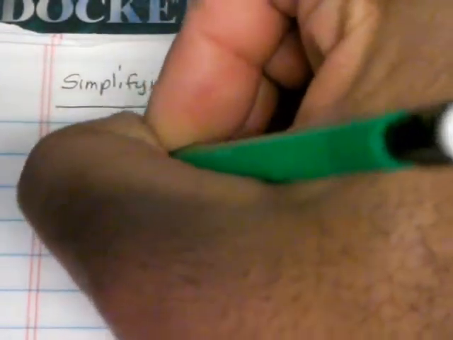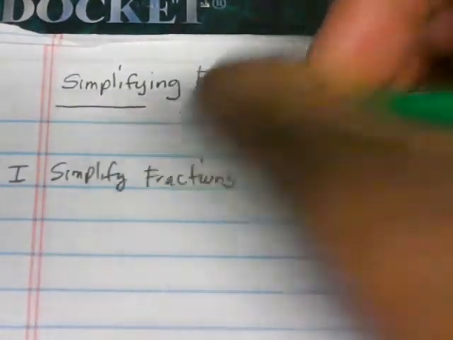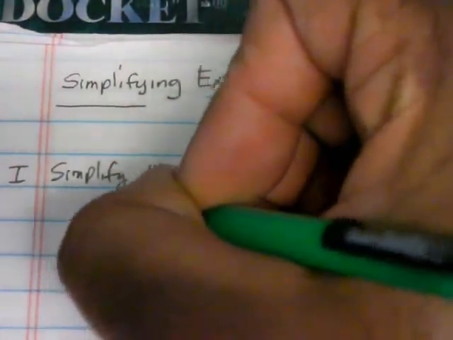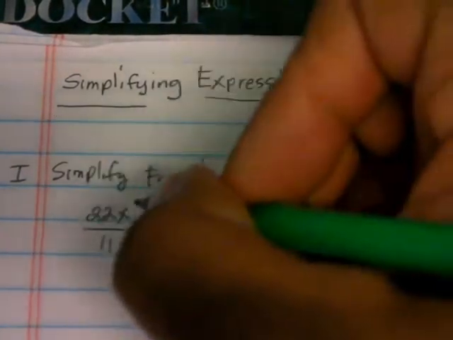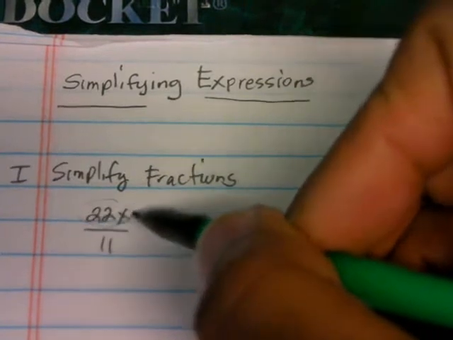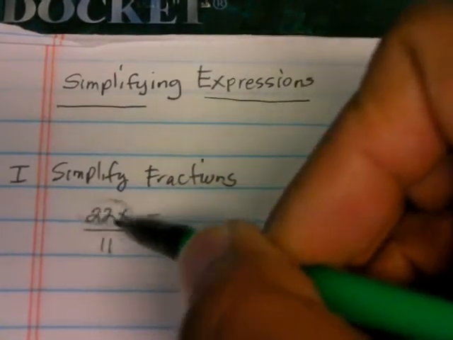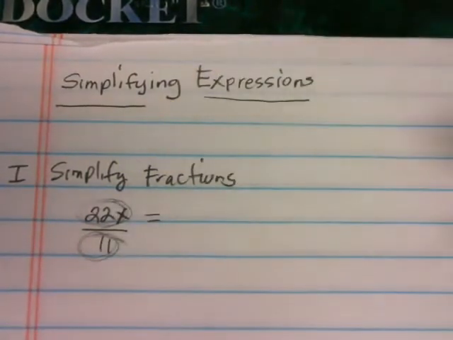We're going to simplify fractions. All right. We have 22x over 11. This is an algebraic expression. We have the numerator 22x, and then we have the denominator 11.